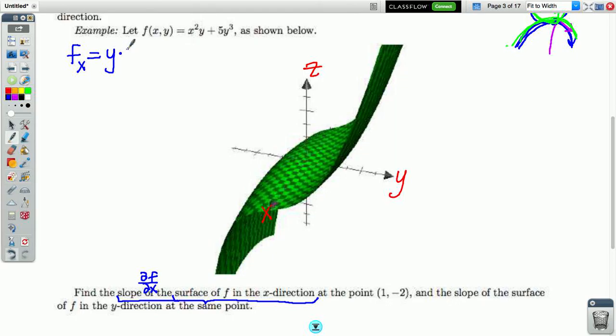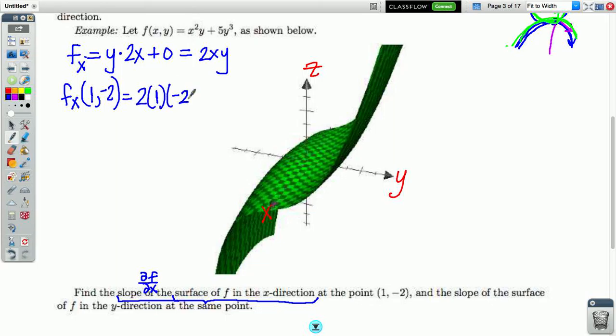And then I differentiate x squared like normal, which differentiates to 2x. And then 5y to the third, well, there's no x variable there, so that just differentiates to 0. And when I simplify this, I just get 2xy for my partial with respect to x. Now, specifically at the point (1, -2), I get 2 times 1 times -2, and I'm going to get a slope in the x direction of -4.